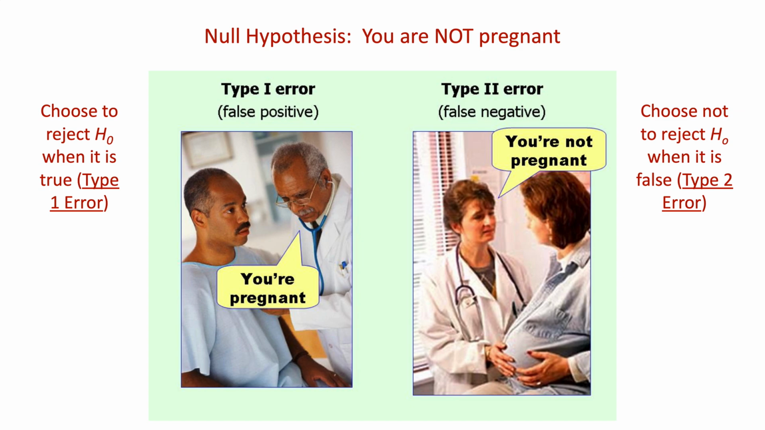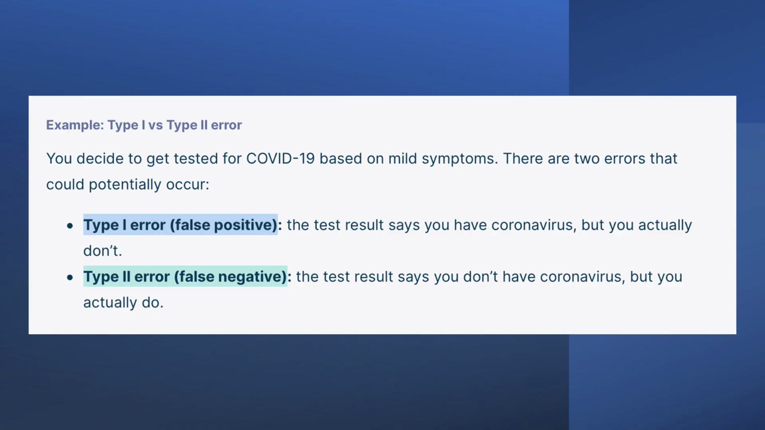All right, so let's go to another way to look at type 1 versus type 2 error. Type 1 error is a false positive. The test result says you have coronavirus, but you actually do not have coronavirus. So you don't have it is a true statement. That's the null statement in all of this because it is true. But the test result says you have it. So the test result is wrong because you really truly don't have it. That's a type 1 error.